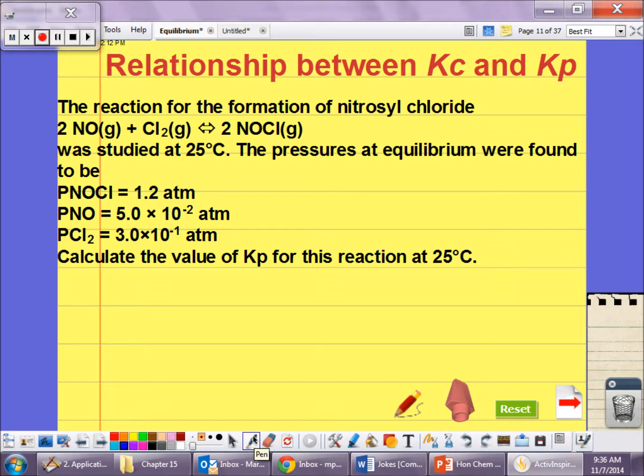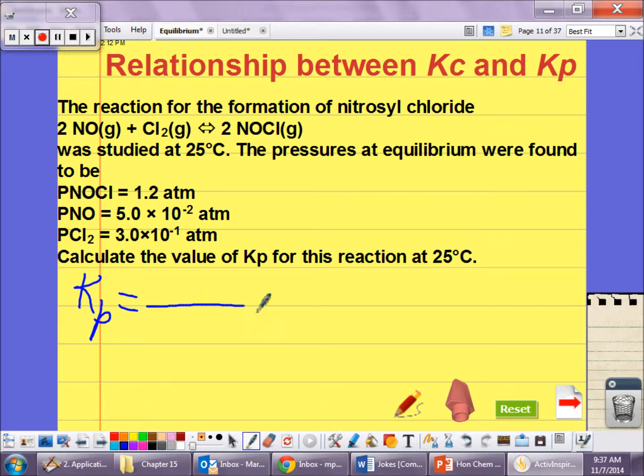Pull out your calculator, please. You have the pressure for each one of them. Calculate the value of Kp for this reaction at 25 degrees Celsius. So I write down my Kp equal. Guess what? You get a whole point for writing the expression before you plug in any numbers. I know you like to go fast. I know you like to go straight to the answer. You will lose 1 point on the AP exam if you don't write the expression. So don't put numbers yet. Write the expression.